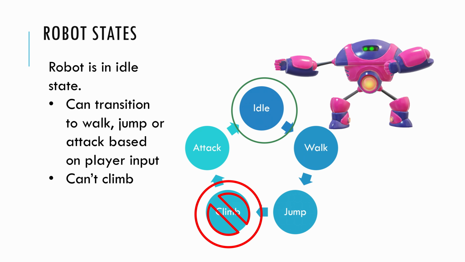So for instance, if your robot is in an idle state, as in they're just standing there, they can transition from idle to walk or to jump or to attack based on player input. But they can't climb a wall because they're idling. So you don't build a connection to be able to transition between idle and climb. You build a connection to transition between idle and attack, idle and walk, and idle and jump.